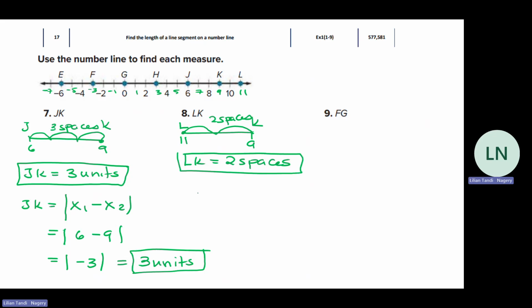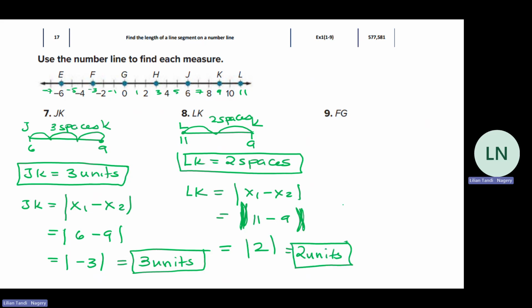You box your answer. And you're going to do LK equals x1 minus x2. Here you're going to get x1 is 11 minus 9. You see why I say you make this darker? Because you'll confuse it to be a 1. Make it darker. And then this will be absolute value of 2, which will be 2 units. So you're going to say LK is 2 units.